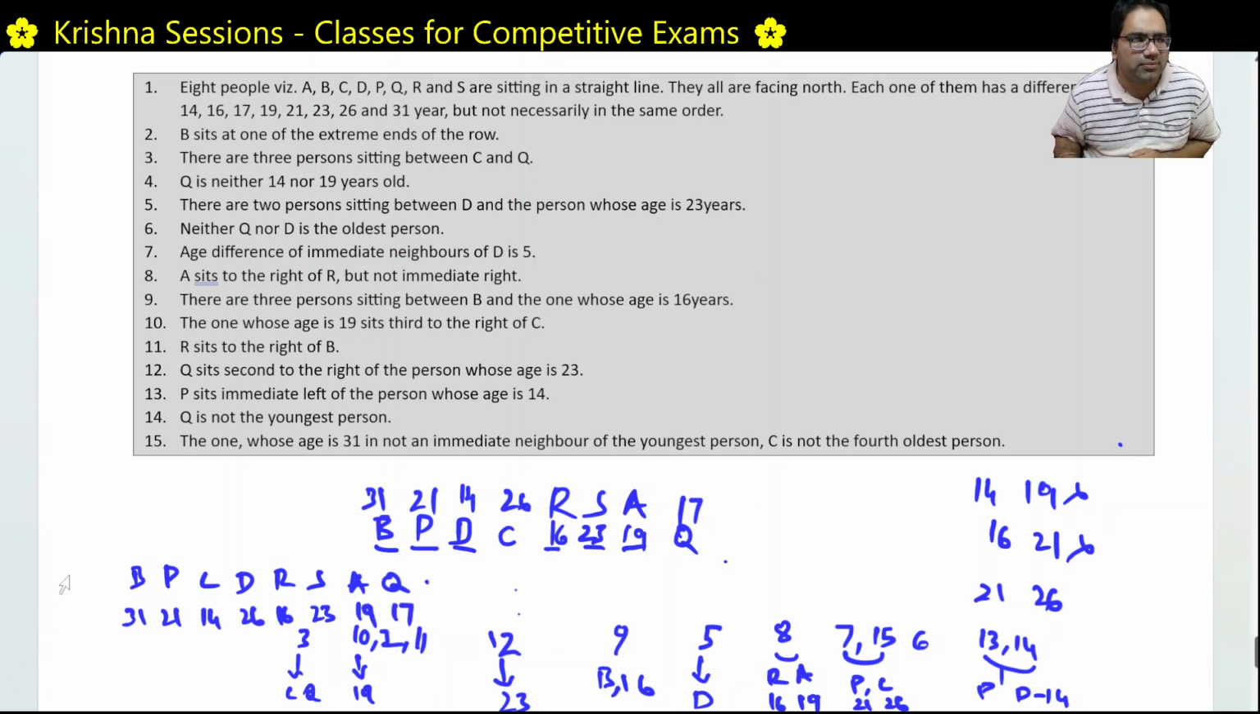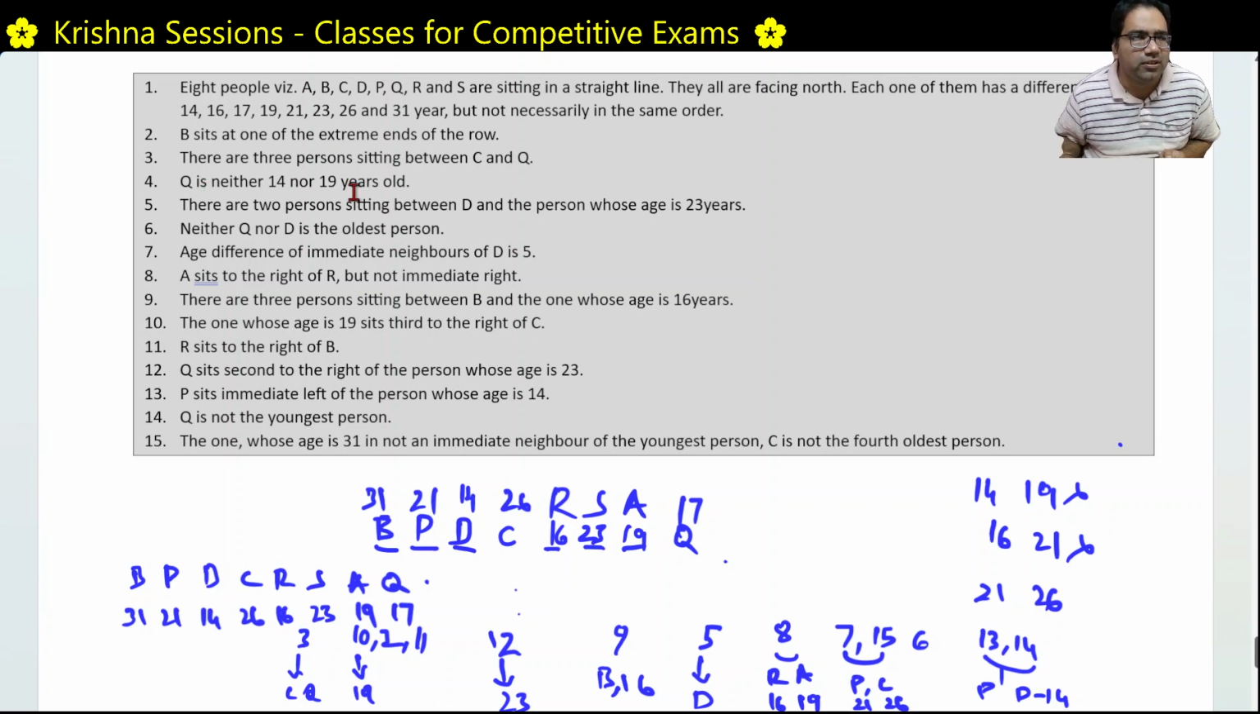B sits at one of the extremes. Very good. First is solved. There are three persons sitting between C and Q. Sorry, this is D. Right? B, P, D, this is C. Yes, three persons between C and Q. This is also sorted, condition number 3.